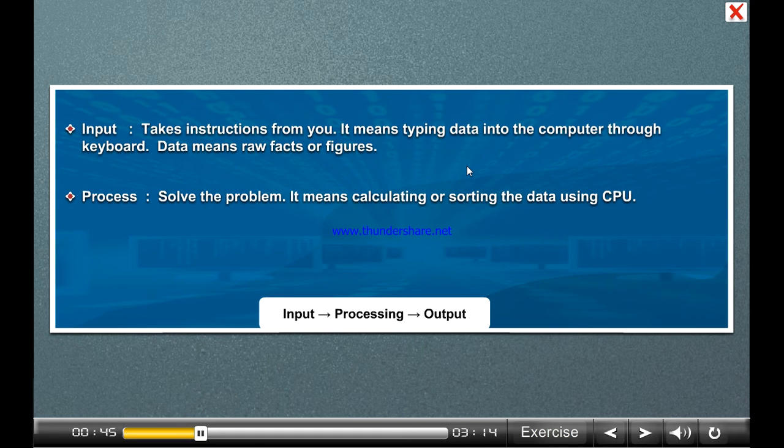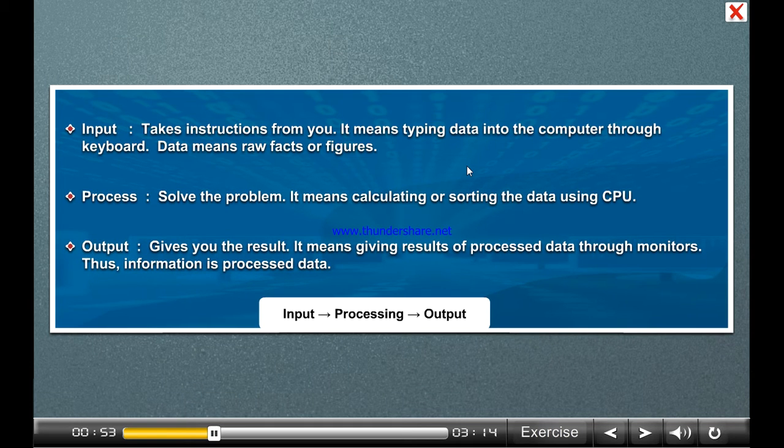Process. Solve the problem. It means calculating or sorting the data using the CPU. Output gives you the result. It means giving results of processed data through monitors. Thus, information is processed data.